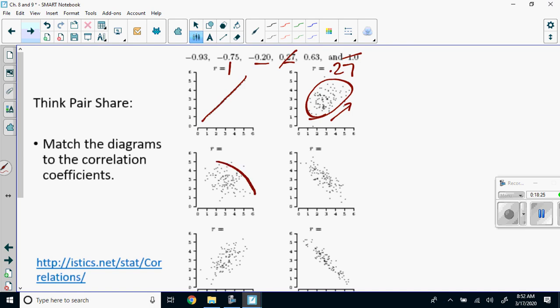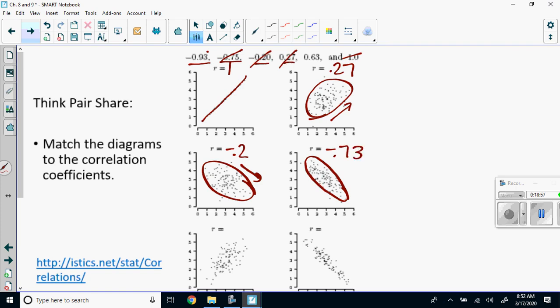Okay, this one looks like a negative slope, so it must be the negative 0.2. This one has a negative slope, and it's pretty flat when I draw that football around it. So I'm going to choose, let's see, I've got negative 0.93 versus negative 0.75. It doesn't look like a straight line to me, so I'm not going to use the negative 0.93. I'm going to use the negative 0.75 on that one.